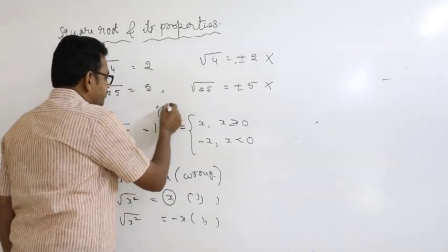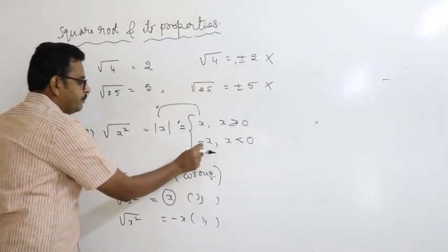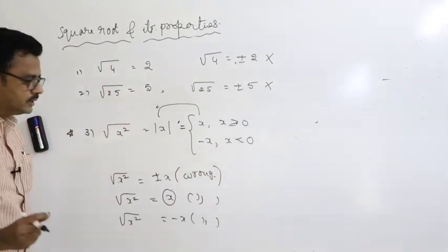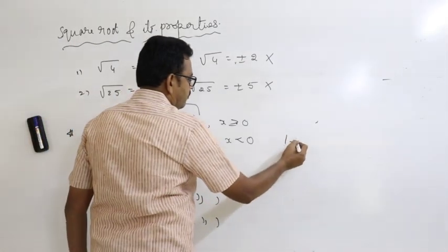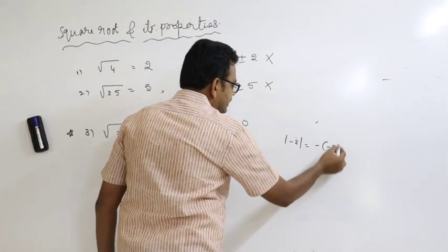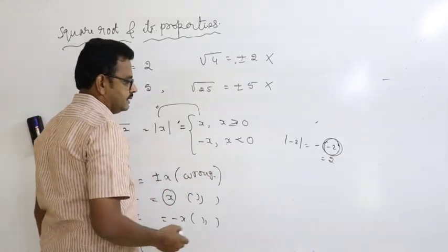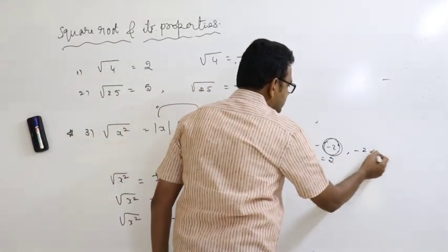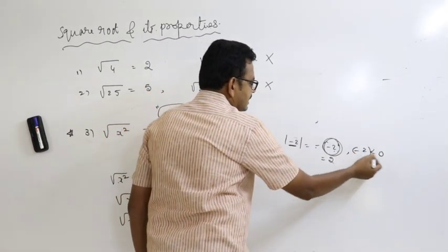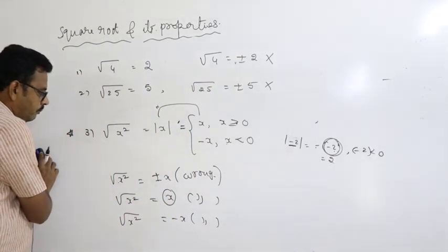Mod x is equal to plus x if x is greater than or equal to 0, and mod x is equal to minus x if x is less than 0. Suppose x is equal to minus 2, then mod of minus 2 is equal to minus of minus 2, that is 2. So x is negative, and if x is negative, mod x equals minus x, since minus 2 is less than 0. So root of x square is equal to mod x.